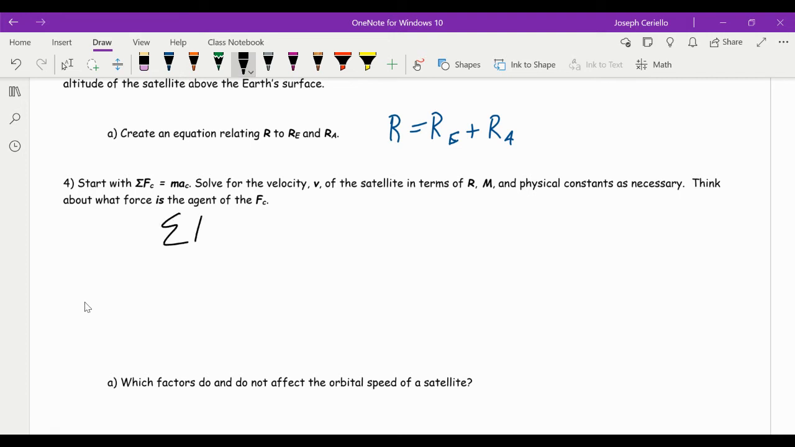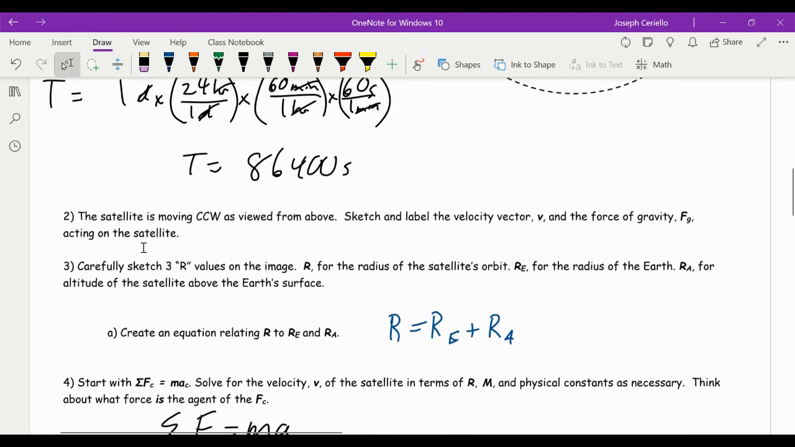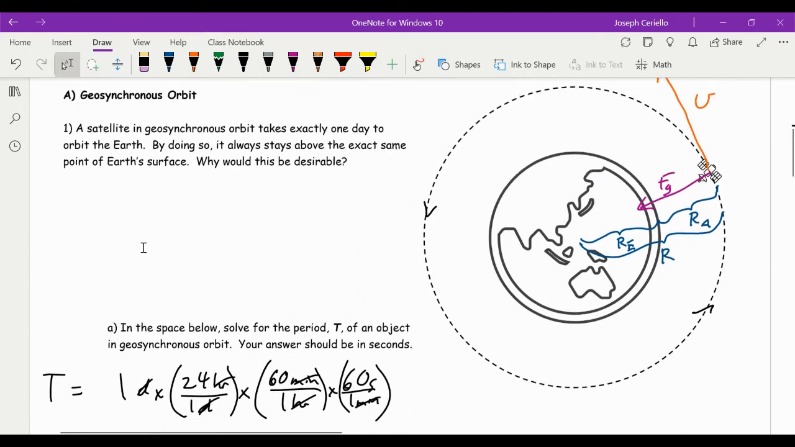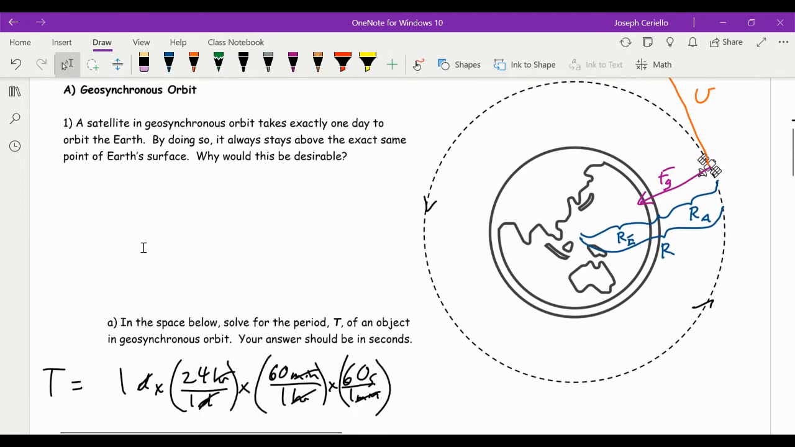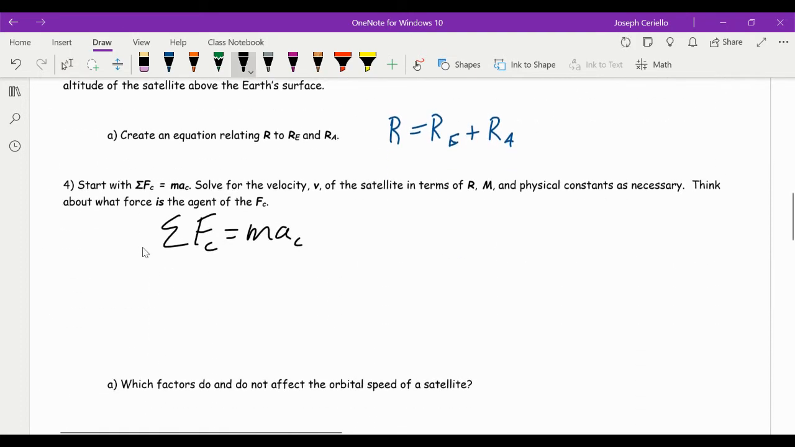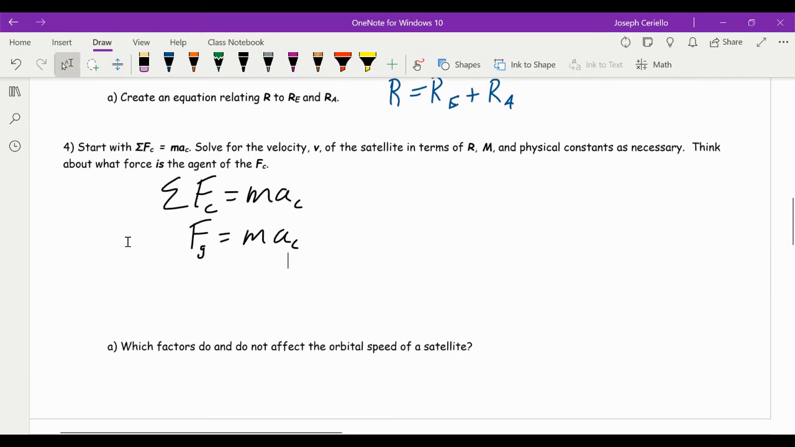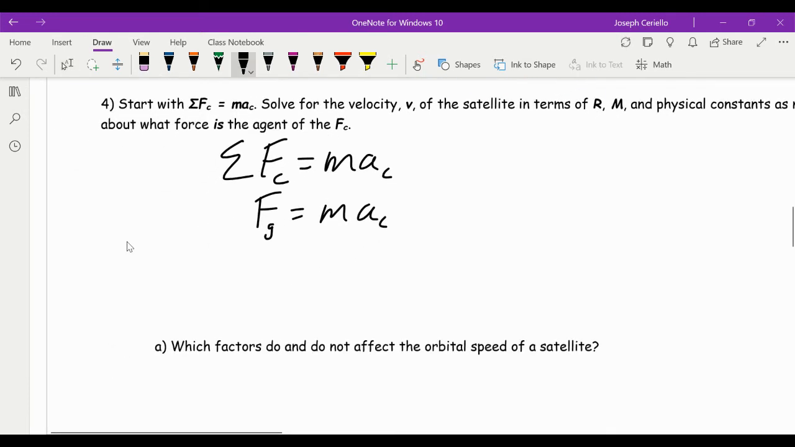So let's start with the equation, the sum of the centripetal forces equals m a_c. F_c is all the forces that keep this thing in a circle, all the forces that point in and out of the circle. In this case, it's just the force of gravity. So F_G equals m a_c. But we want to solve for v. Where can we get v into this formula, and where can we get m and r into this formula?